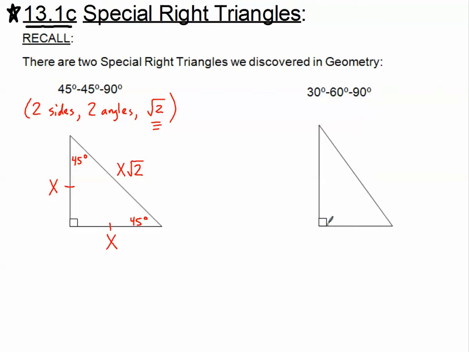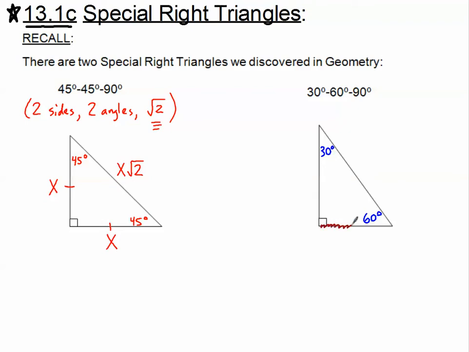Obviously, here's my 90 degree angle. The bigger of the acute angles would therefore be the 60 degree angle, and the smaller one would be the 30 degree angle. So we have our angles. What I like to do is identify the short leg. The short leg will always be the one opposite the smallest angle. And I always like to identify that one.